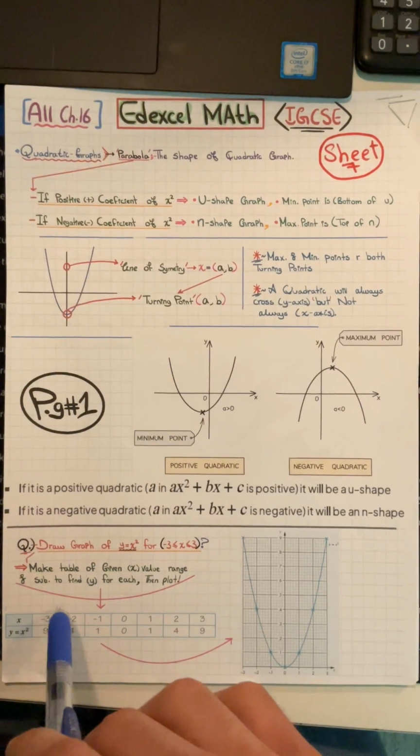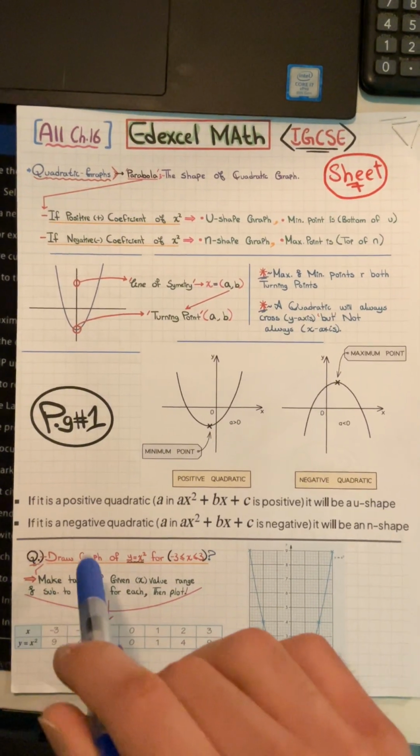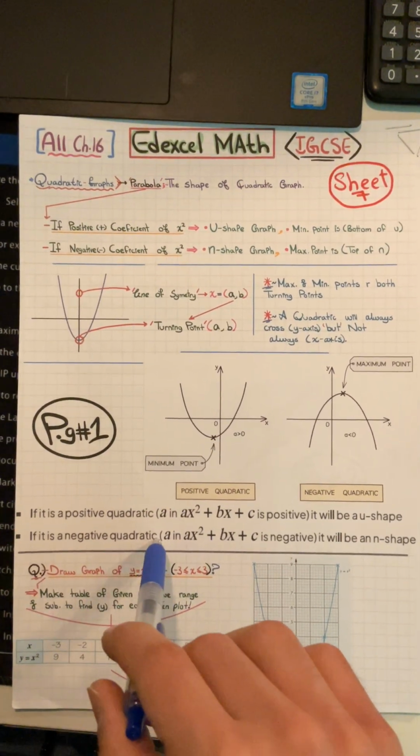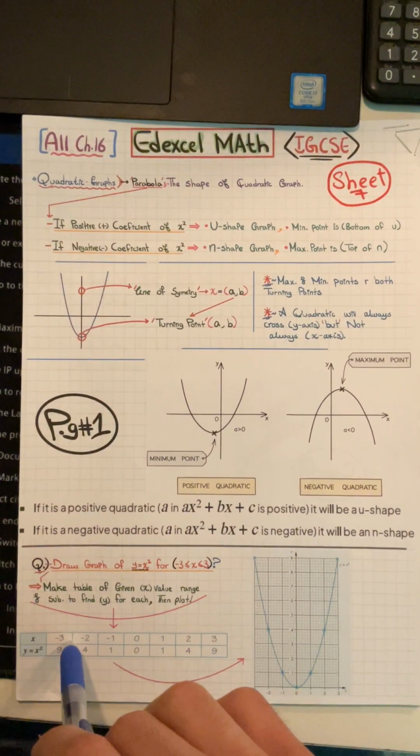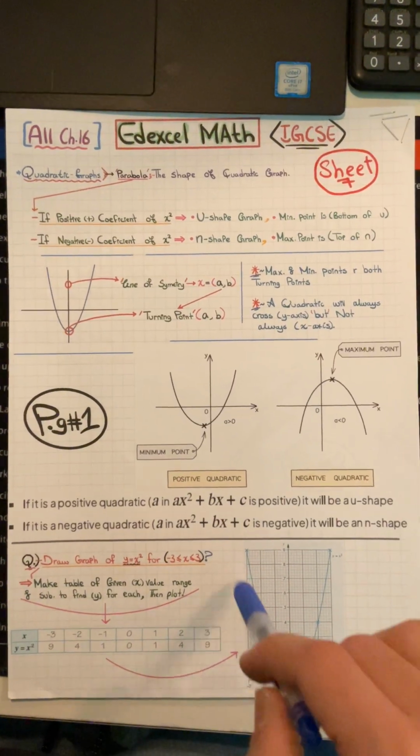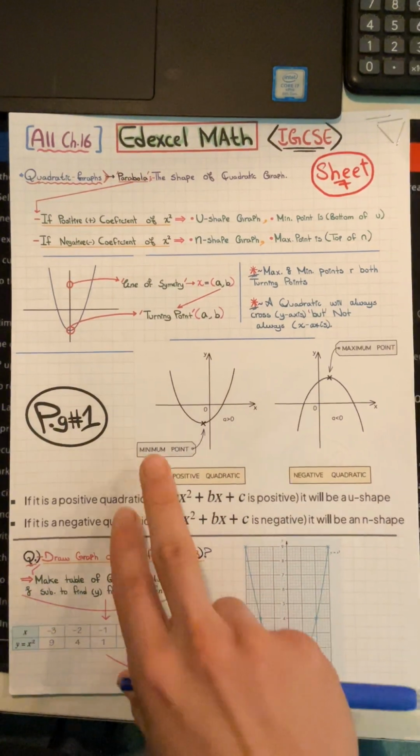Now take each of these x values and substitute it into the equation to find the y. Then take each x and y value as one point and plot it on the graph to find your parabola.